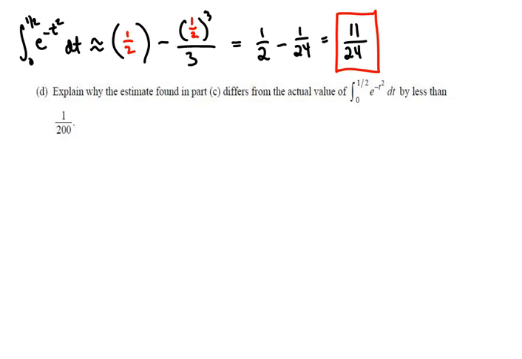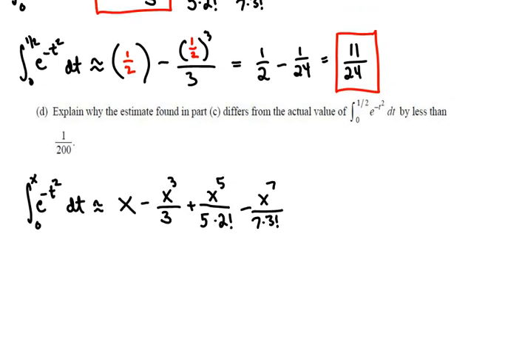In Part D, we're asked to explain why the estimate we found in Part C, which is shown above there, differs from the actual value of the integral from 0 to 1/2 of e to the negative t squared dt by less than 1/200th. So, to do this, I want to go back to a few more terms, written in their general or abstract form, and to see that we have an alternating series.